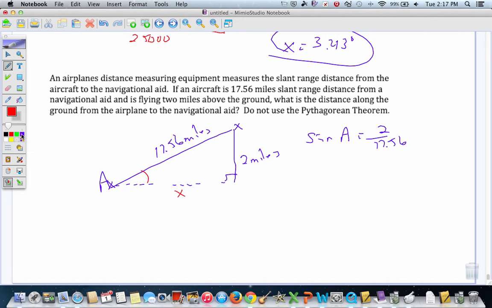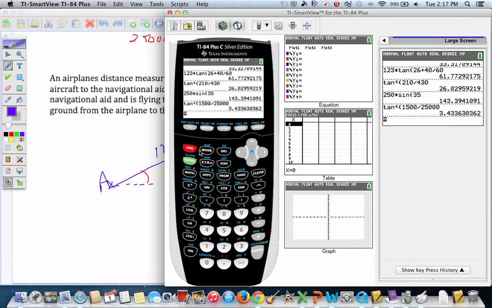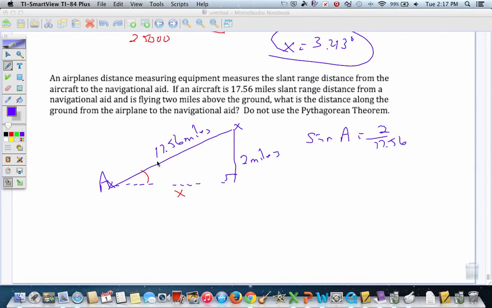Once we have that angle, angle A, then we can use it to find our missing side, which I'll label X. But let's go back over here to angle A. Our calculator can bring that ratio to an angle. Second sine of 2 divided by 17.56. So again, noting that we're using our inverses, inverse sine, second sine, and that converts us to an angle of 6.54 degrees. So I have angle A to be 6.54 degrees.